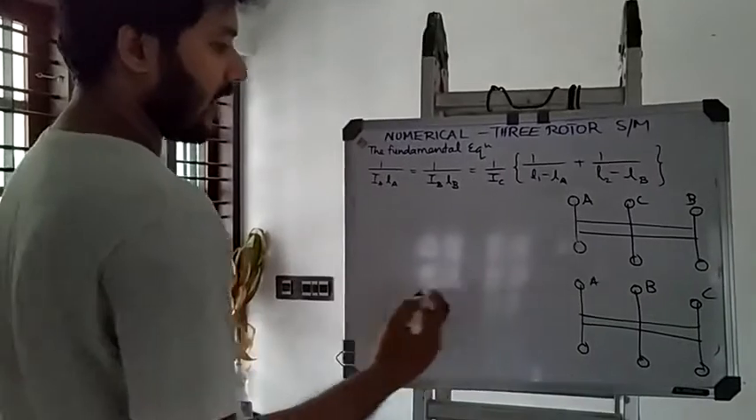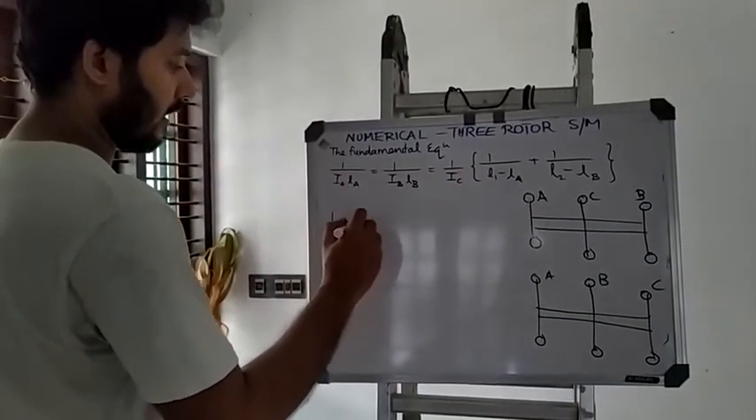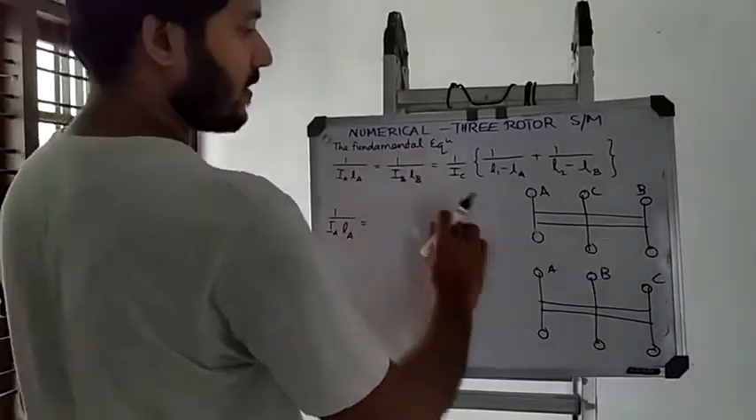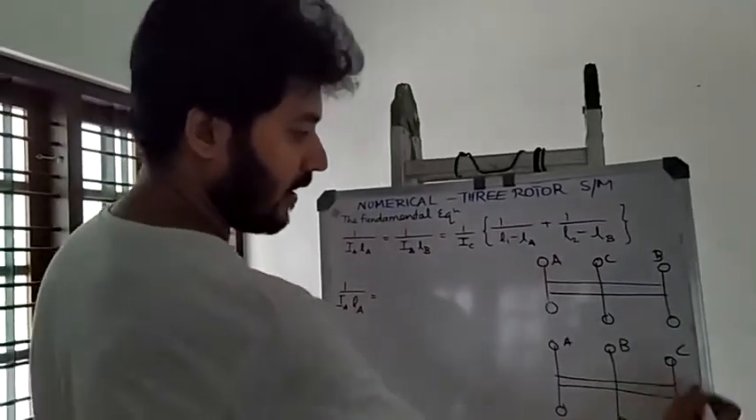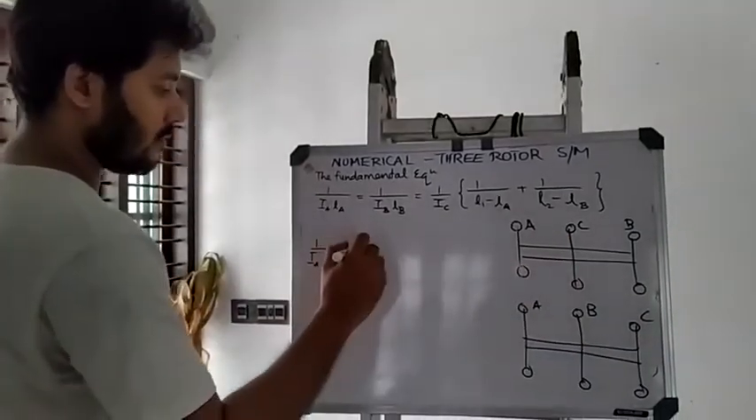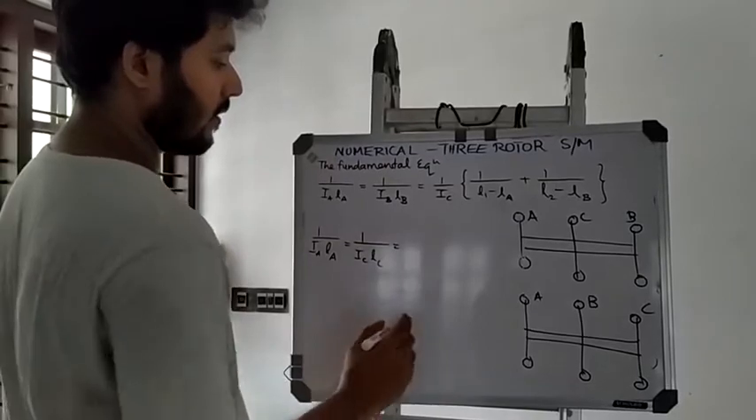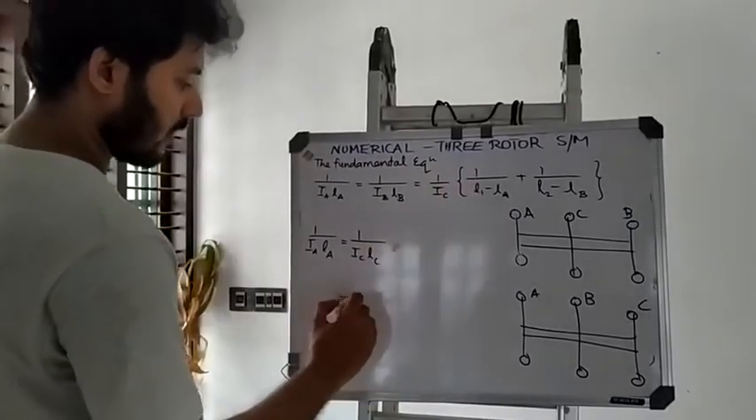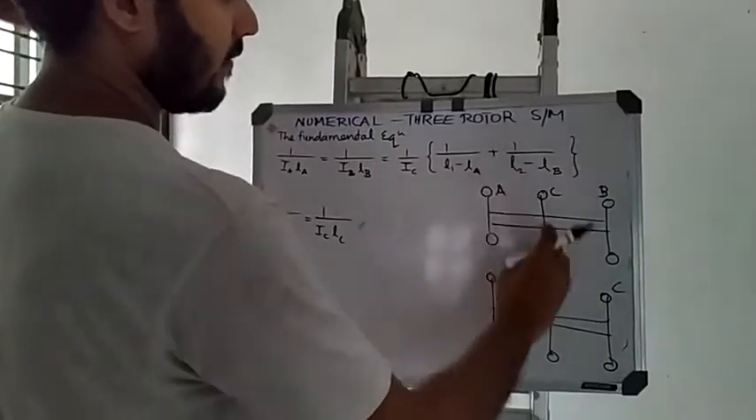A is coming at one extreme, so first set will be 1 by IA into LA equal to, now this one was for B, which was at the extreme right. Now in this condition it is C which is at the extreme right, so this will be equal to 1 by IC into LC. This is equal to, now the third part. What is the third part?